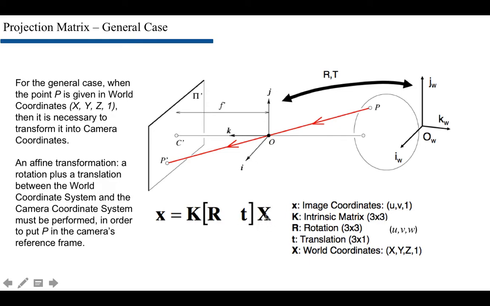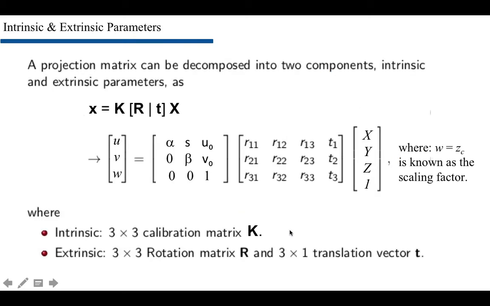But this capital X is now referring to the point in the world coordinate system. So first of all we transform X by multiplying it times the rotation and translation, a single matrix, into the camera coordinate frame. And once we have this camera coordinate frame representation of the point P, then we multiply by the calibration matrix K. So how do we do that?